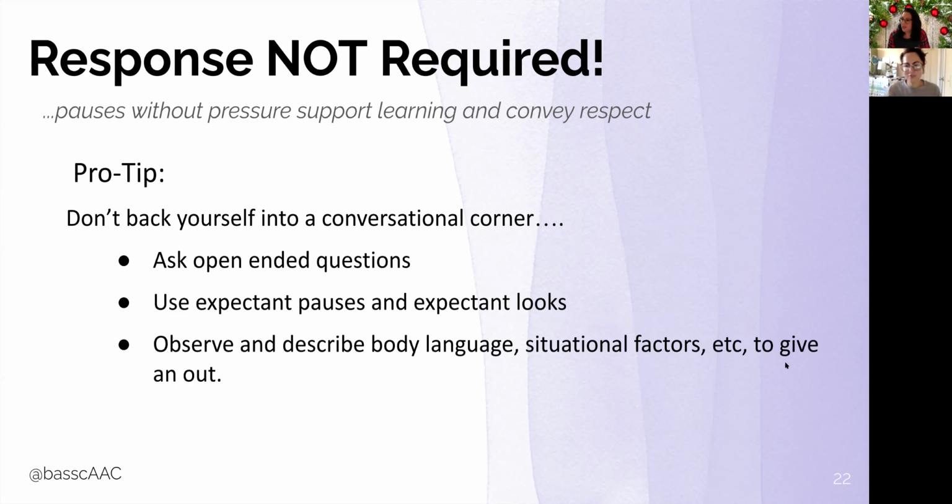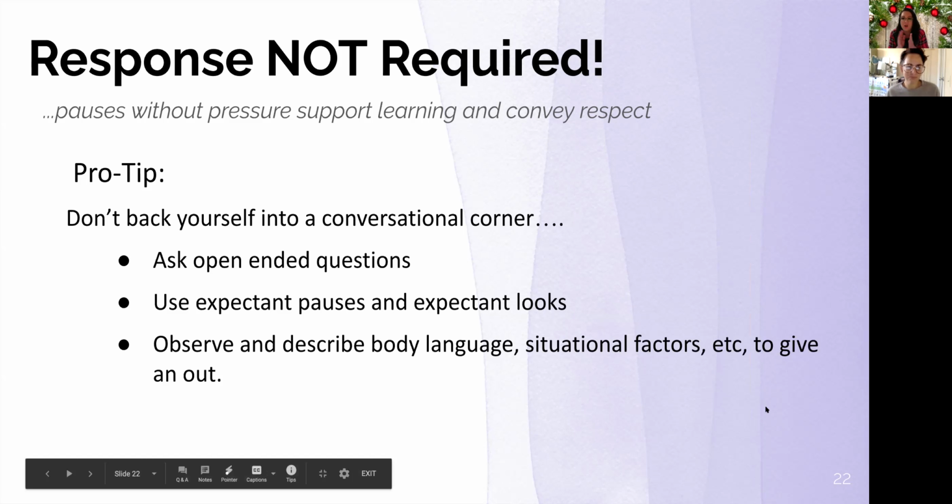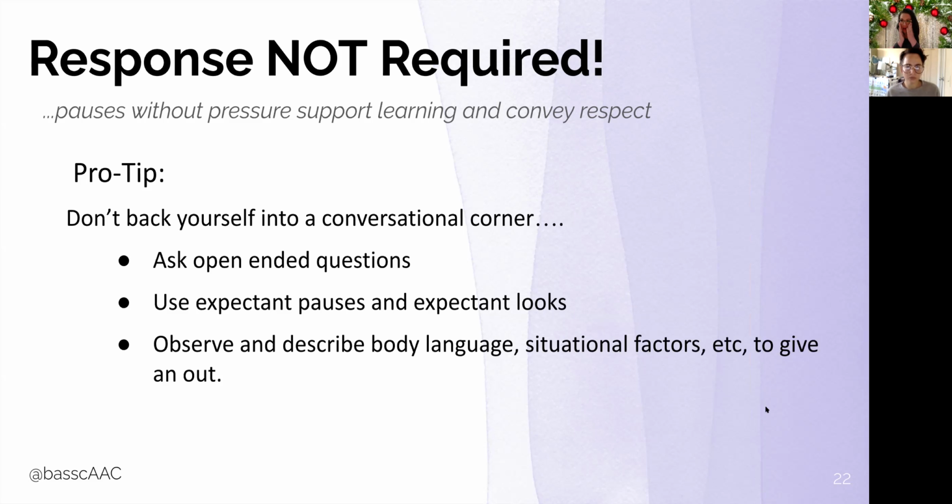Don't back yourself into a conversational corner. And a great way to avoid backing into a corner and getting into that whole testing situation that Maggie was just talking about with compliance, and to make it more about communication and open-ended experience, would be to ask open-ended questions. Whenever you ask open-ended questions, you really can get better conversation and you ask better questions whenever you don't stick to where it has a direct answer and it's more just about experiences and thoughts.